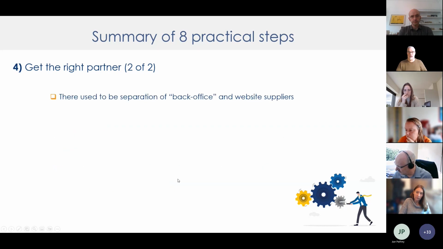Carrying on with the right partner. There used to be a separation of back office and front office, as Alan was saying earlier on. That's changing quite a lot now. The reason, I think, was that back office systems tended to be business or IT driven. Websites tended to be marketing driven, and they were seen as separate, and one was creative and one was technical and so on.